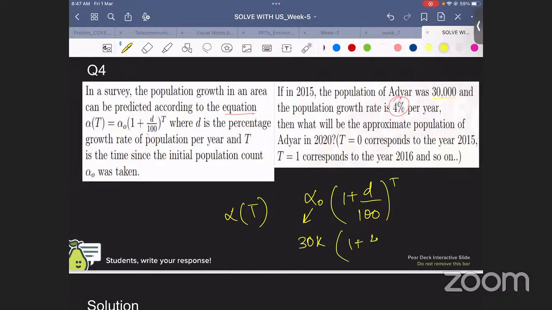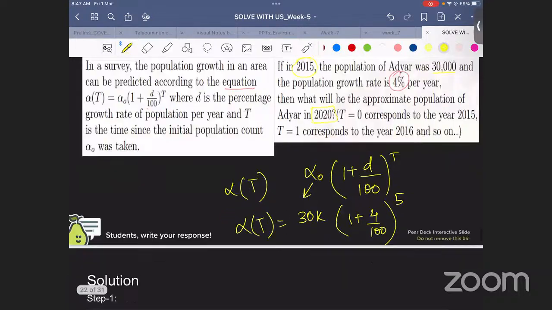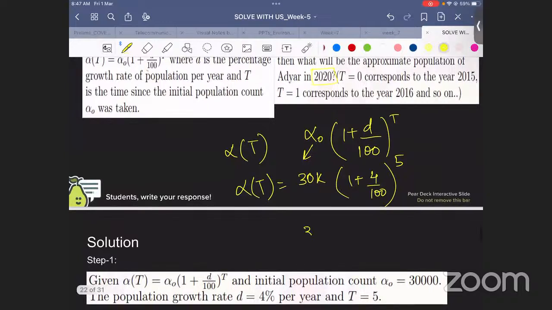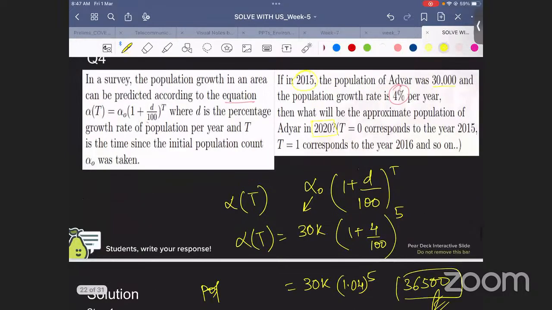So 4 upon 100, and the time you have to calculate is in 2020. The starting population is from 2015. That means 2020 will be t equals 5, right? So this is what you have to calculate. What is the value you are getting? This is basically 30k into 1.04 to the power 5. This is your answer, the 36,500 population. Yeah, 36,500. Clear to everyone? This is simple, right?